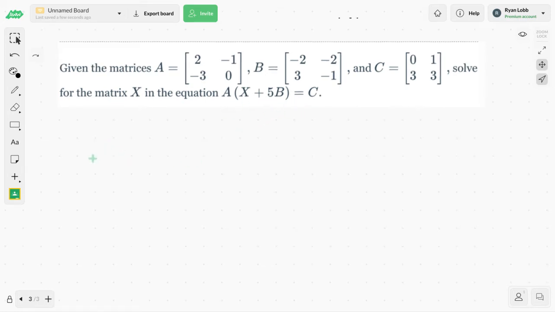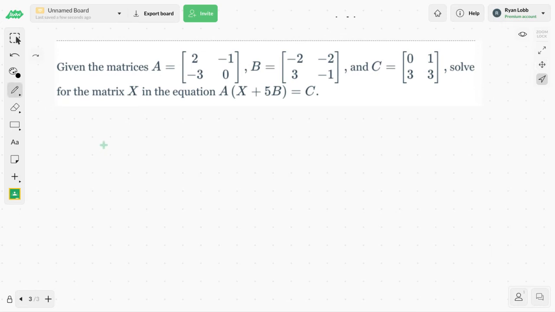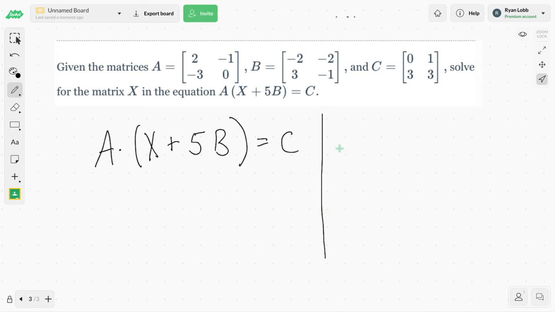So here we have A times the quantity X plus 5B equals C. Now there are two ways you can go about solving this. We could look at both, and for the other one, I'm just going to do the first step on this side.